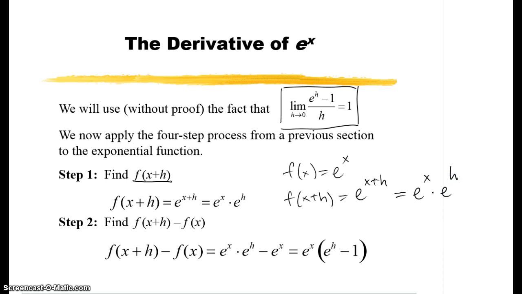Remember, this is an exponential, right? So same base, different powers. When you're multiplying, you combine these two into a sum. So we're just going backwards of that rule here.